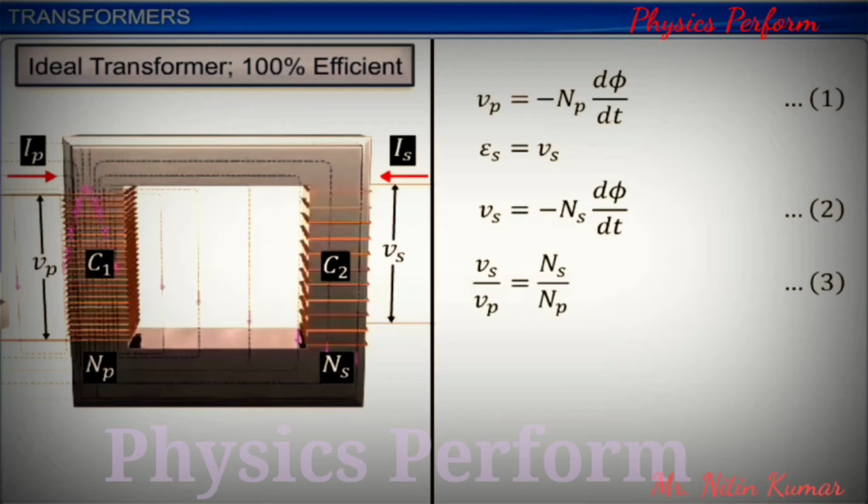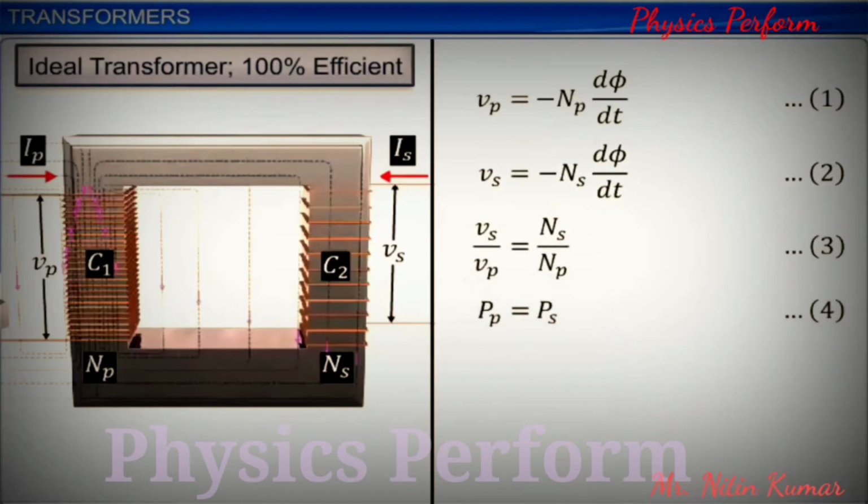Now, for an ideal transformer, we have power in the primary coil, PP, is equal to power in the secondary coil, PS. Let this be equation 4. This can be written as IP into VP is equal to IS into VS, or VS by VP is equal to IP by IS. Let this be equation 5.